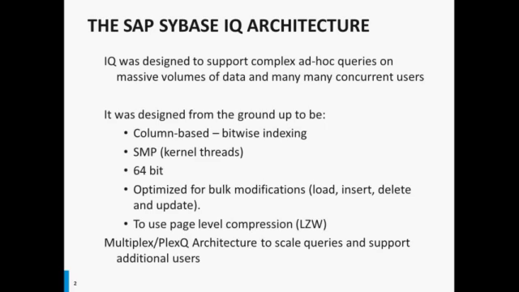It is multi-threaded and optimized for bulk modifications, so things like loading data, bulk inserts, bulk deletes, and bulk updates. IQ also uses page-level compression once it writes its data pages out to disk, gaining even more compression. IQ also has a multiplex architecture that allows multiple servers to access the same instance of the IQ database, allowing us to scale queries as well as support additional users.